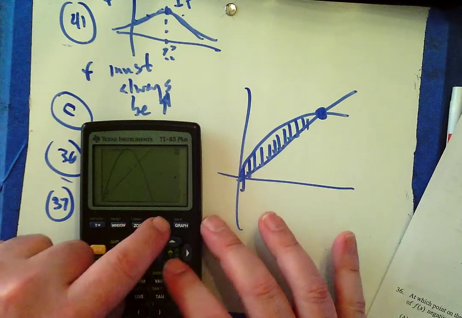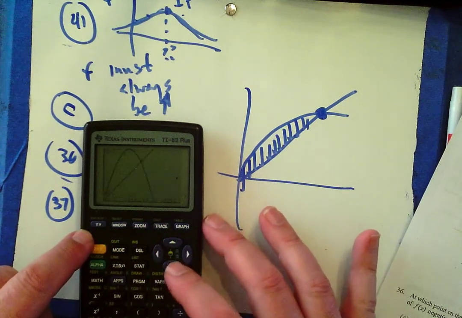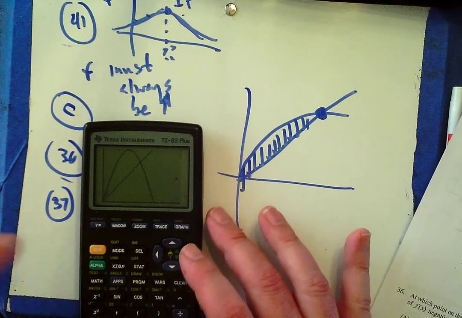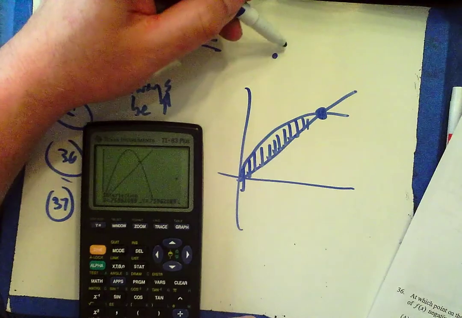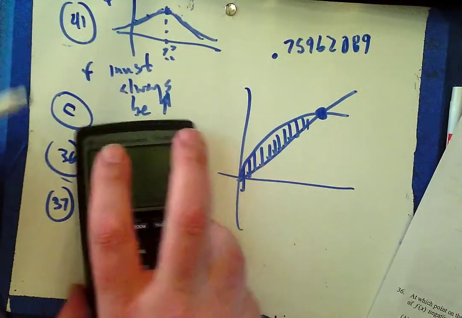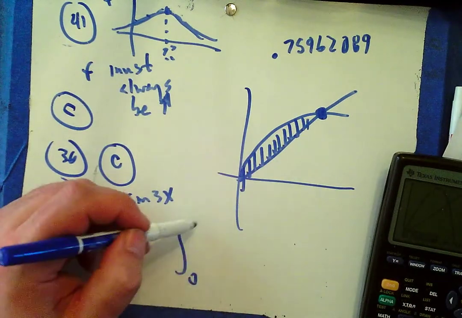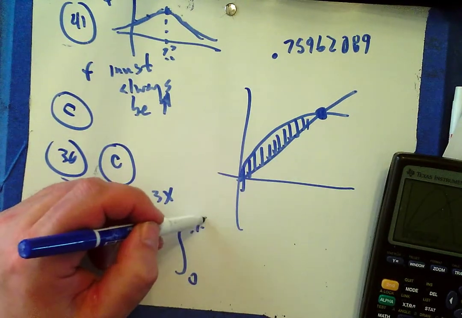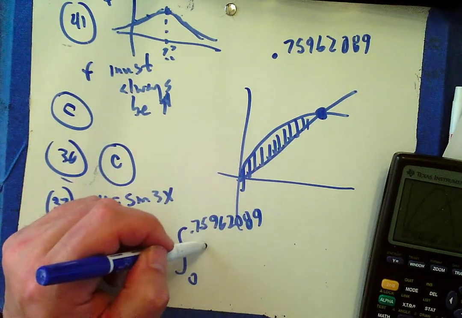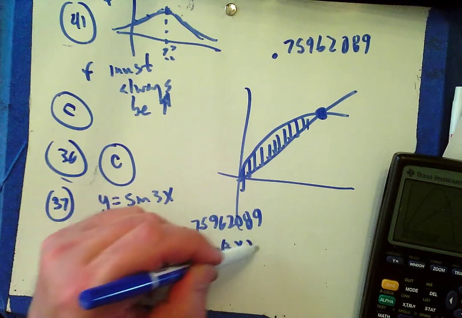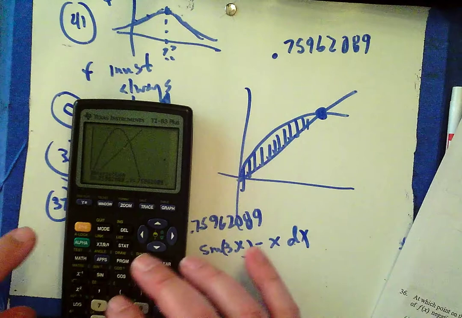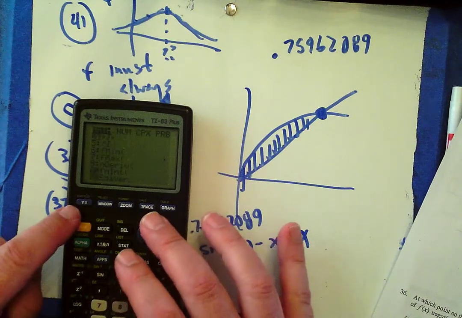And second, calculate intersect. Bump, bump, bump. And we get 0.7596208. So I want the integral from 0 to 0.7596208 of sine 3x minus x dx. Please don't try and do that by hand. Just come over here and do it all on the calculator.